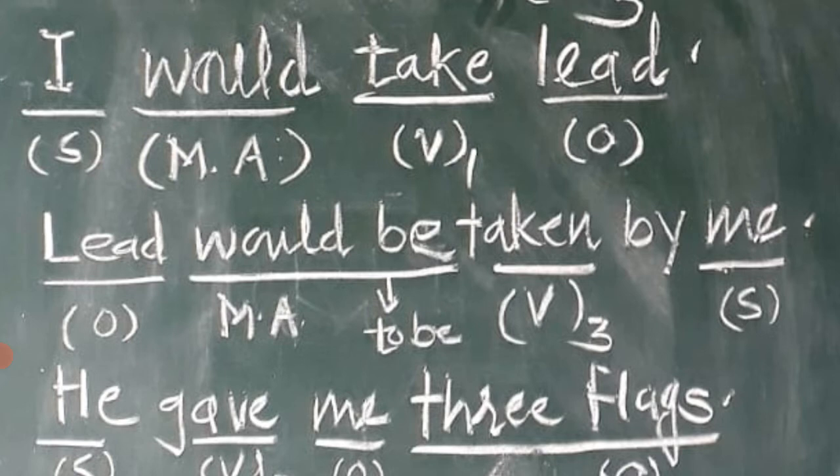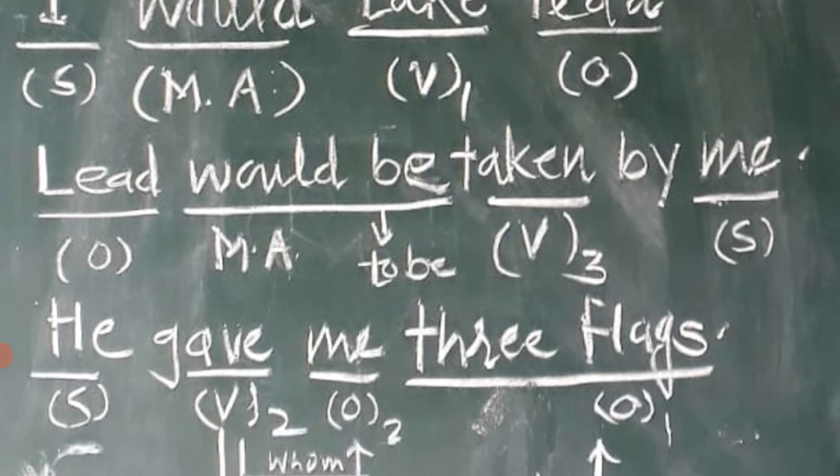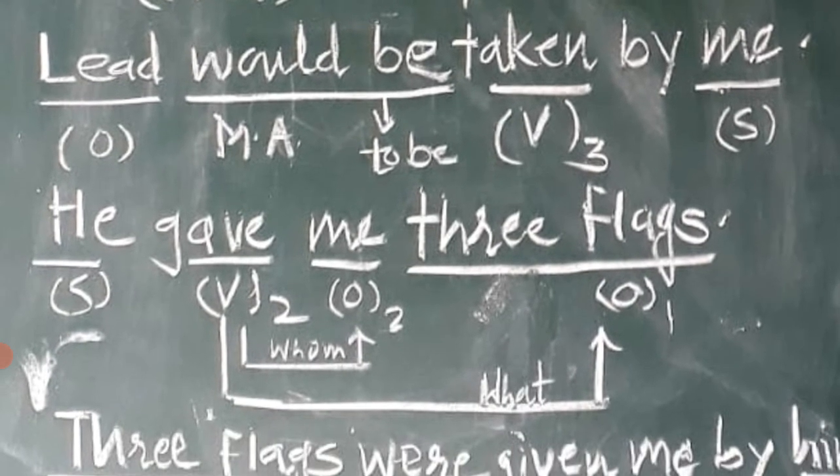I would take lead. The answer to this is that lead would be taken by me. After lead, would is kept as it is, but the additional auxiliary, that is to be's original form be, and later take is converted into taken, that is V3, again as usual followed by the preposition by, and I gets converted into me. So this way we have converted the sentence into passive construction.